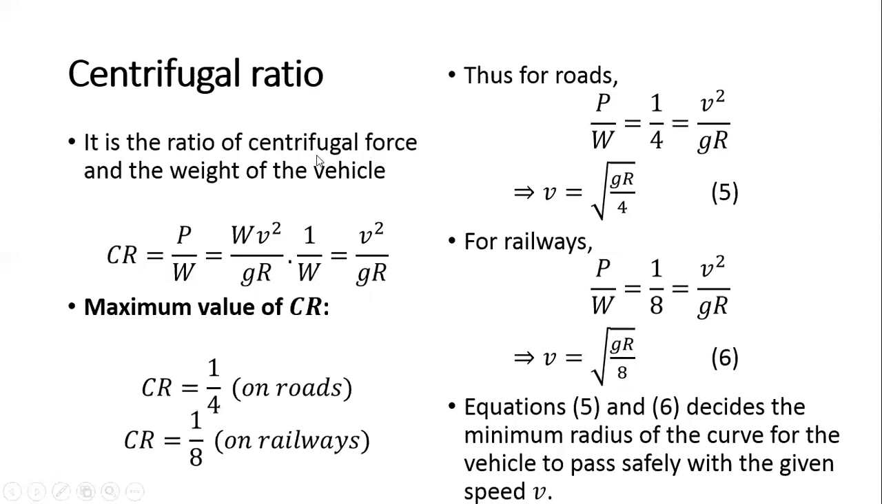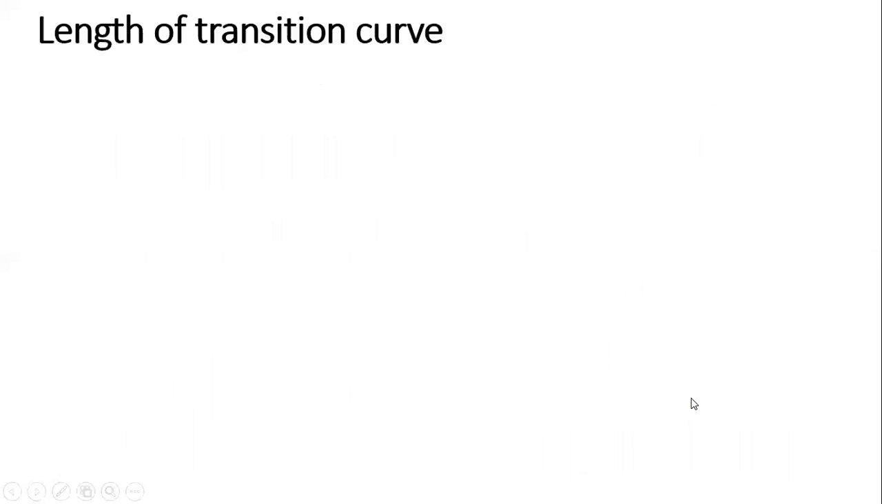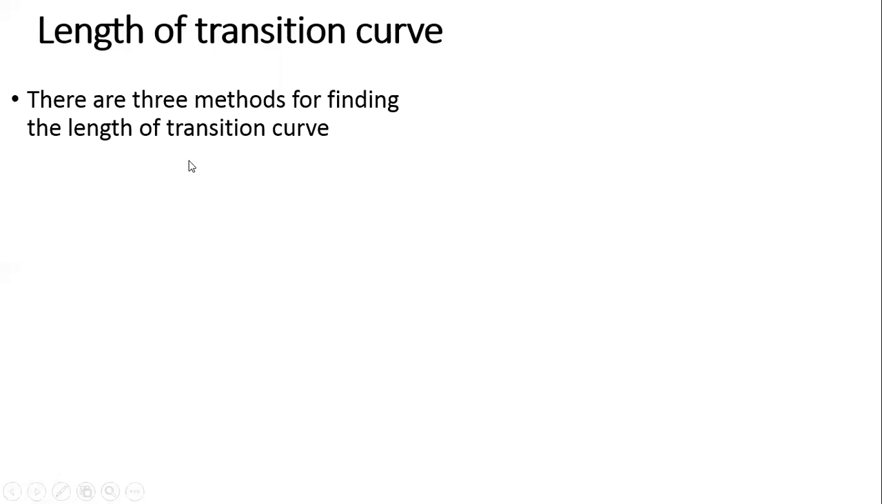So these are the application of centrifugal ratio on highways and railways, just to find out what will be the minimum radius of the curves. Now next is, what is the length of transition curve? How is it decided? How much length is required? So there are three methods of finding the length of transition curve.